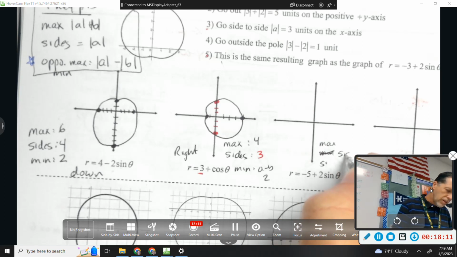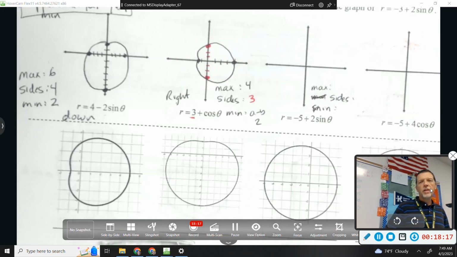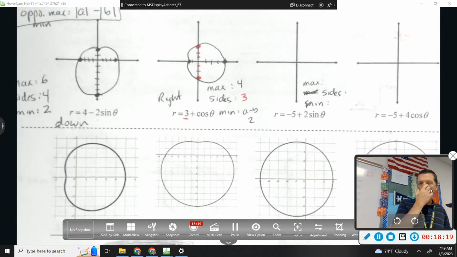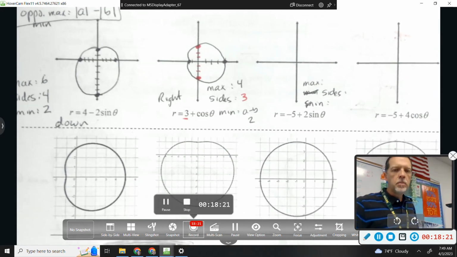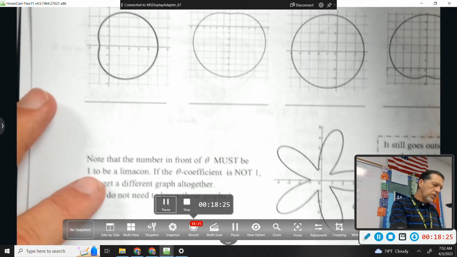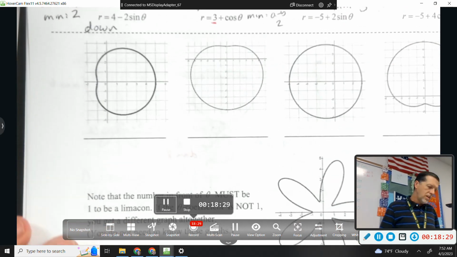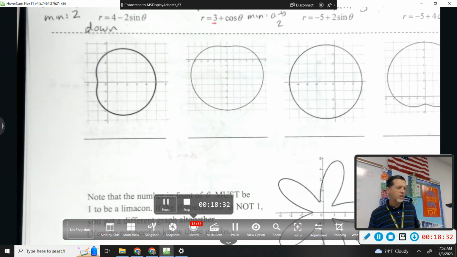Let's go in the same order here: max, sides, min. Why don't you try that third one? All right, we look at the next set. I'm going to pass on the last one. Same stuff. So let's see if we can go backwards on these.